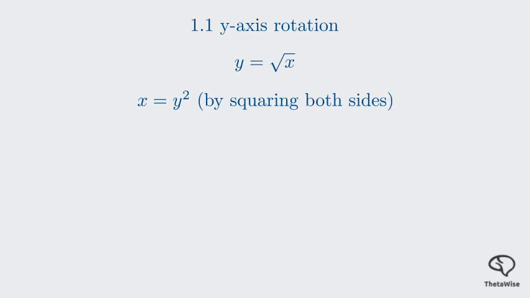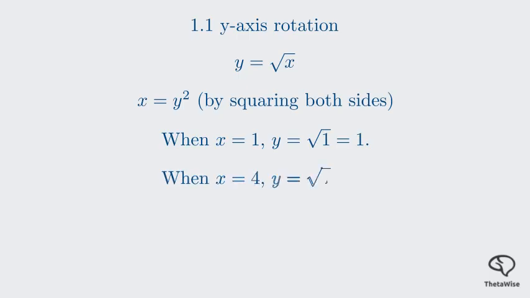Next, we must find the new limits of integration in terms of y. We do this by substituting our original x limits into the original function. For the lower limit, when x equals 1, y equals the square root of 1, which is 1. For the upper limit, when x equals 4, y equals the square root of 4, which is 2. So our new integration range is from y equals 1 to y equals 2.